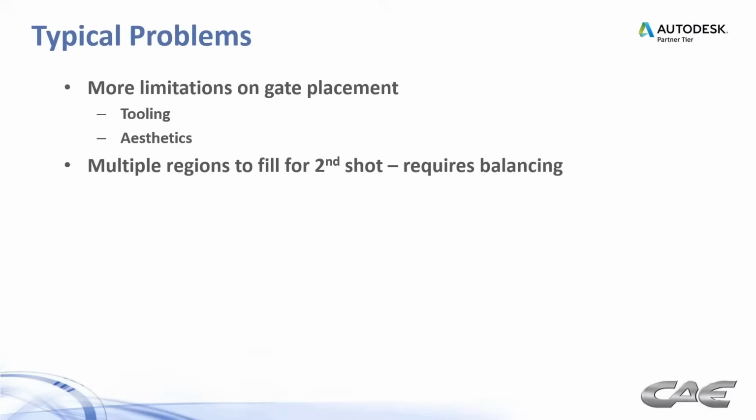Oftentimes we'll have multiple regions in a second shot. This is very common with sealing applications, like a cowl of some sort, where you have multiple TPE areas molded over top of the larger substrate, and those regions tend to be very different sizes, for which we have to balance the flow in the second shot.